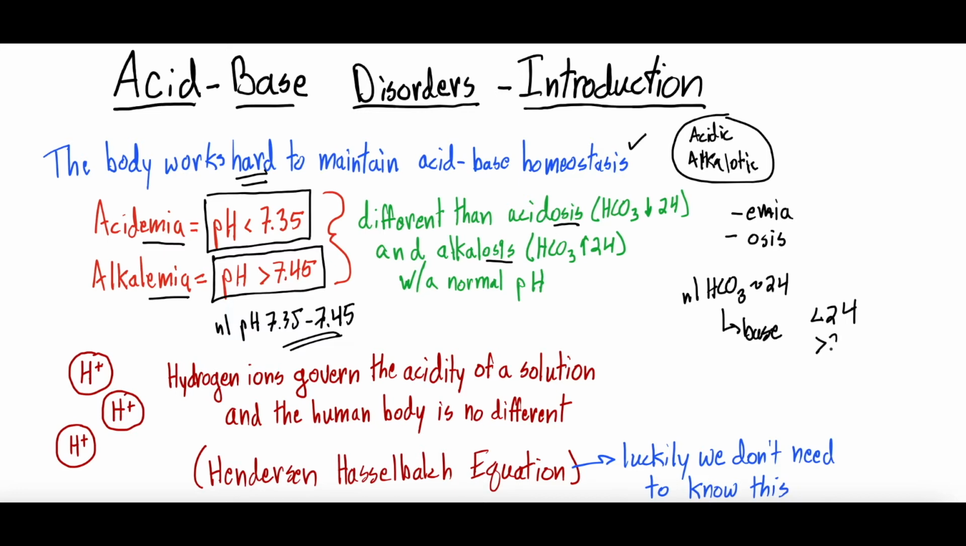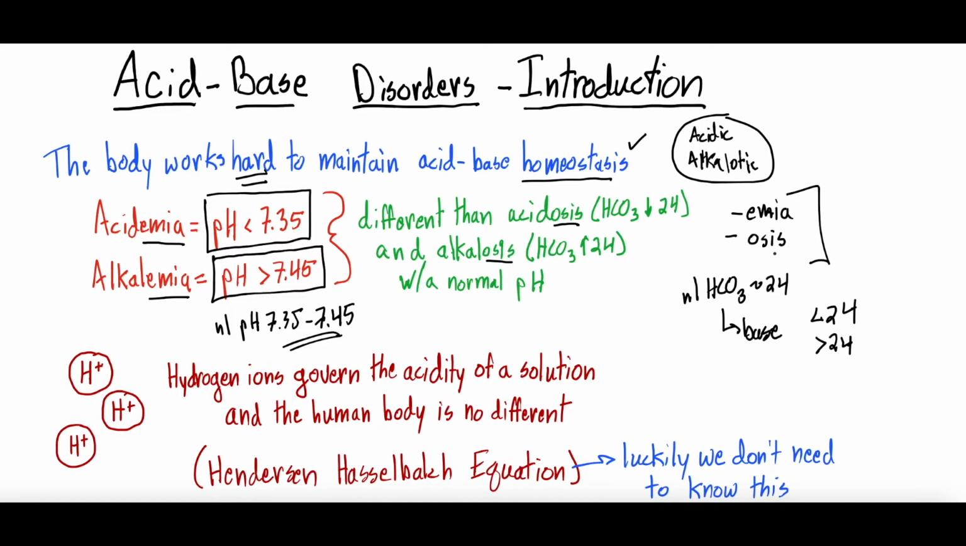If it is greater than 24, there's too much base, which means you're alkalotic, or alkalosis. And again, just like with acidosis, even if your bicarb is greater than 24, if you have a normal pH, you're not alkalemic, because your blood pH is normal. Your body buffered and compensated for that high bicarb to keep the pH normal, to maintain that homeostasis. All right, so does that make sense? Acidemia versus acidosis and alkalemia versus alkalosis.